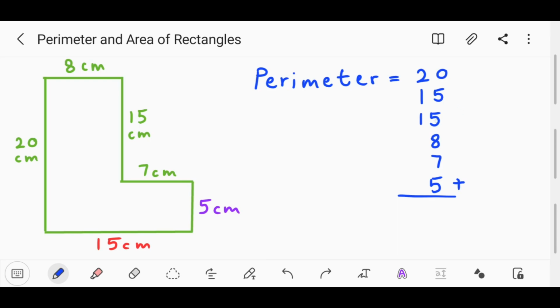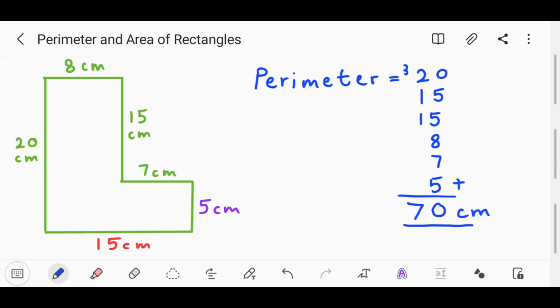So 5 plus 5 is 10, 10 plus 8 is 18, 18 plus 7 is 25, and 25 plus 5 is 30. So I'm going to write the 0 in 30 and I'm going to carry forward the 3. So 2 plus 1 is 3, 3 plus 1 is 4, and 4 plus the 3 we carried forward is 7. So our answer for the perimeter is 70 centimeters.